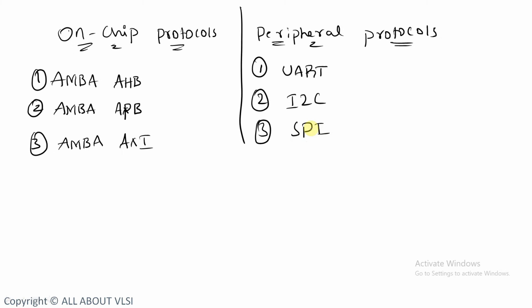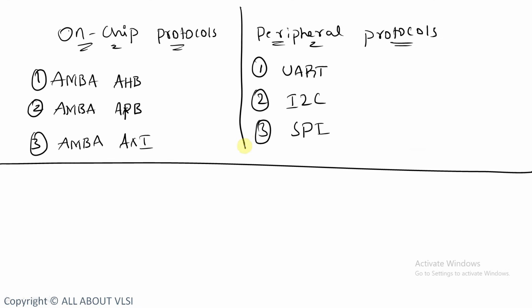Further after this, we are going to learn Ethernet, DDR, everything we are going to see if time permits. So this is our agenda. We are going to learn about on-chip protocols and peripheral protocols. Coming to on-chip protocols, we are going to learn about AHB, APB, and AXI. And coming to peripheral protocols, we are going to learn about UART, I2C, and SPI.